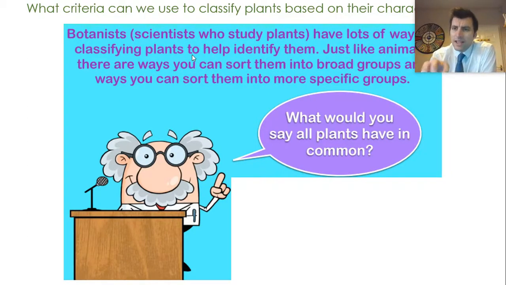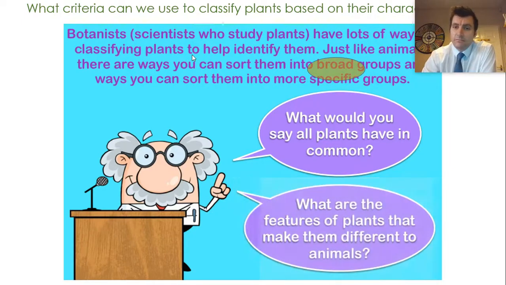Now, all plants, though, do have some things in common. What do they all have in common, do you think? Are they all flowering? Are they all green? Can you eat the product of all of them? What have they all got in common? Hopefully you've had a think about that. Maybe you've identified something.